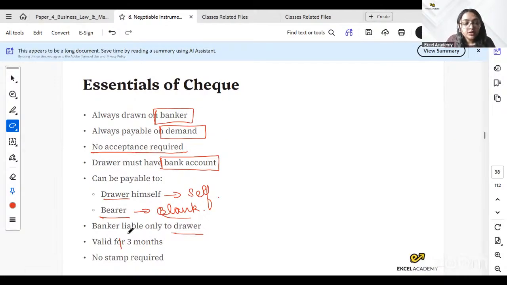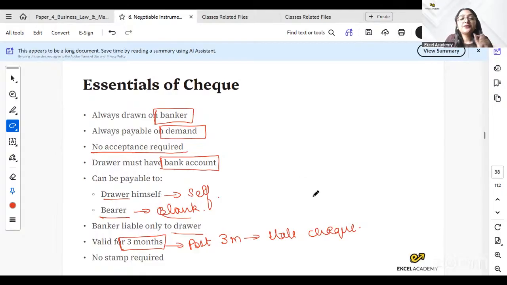It is valid for 3 months. Post 3 months, it becomes a stale check. So the validity of your check is 3 months, and after that period it is going to become a stale check. Okay, and there is no stamping required. We saw in the case of a promissory note that a stamp was required, but in this case no stamp is required. What is required in that place? Signature is a must.